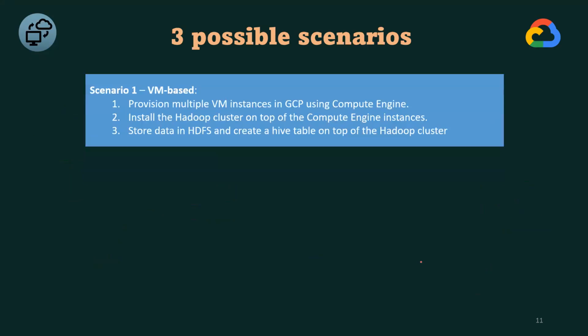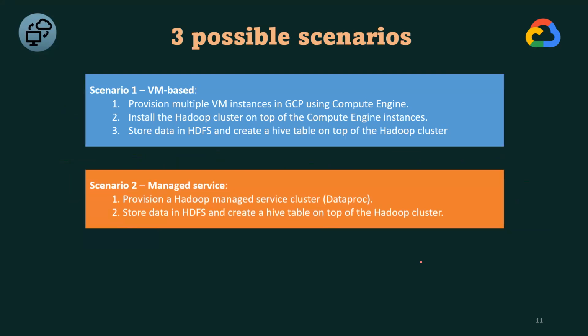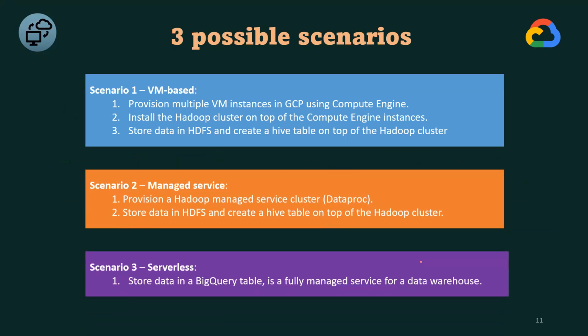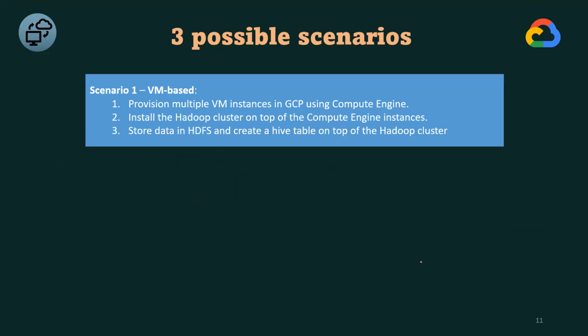One of the solutions is VM based services. The next one is managed services. The third one is serverless services. When you work with VM based services, you don't need to buy any machine. You can just provision multiple virtual instances in GCP using Compute Engine. You can go to Compute Engine in GCP and create virtual machines. And on top of the virtual machines, you can install a Hadoop cluster.